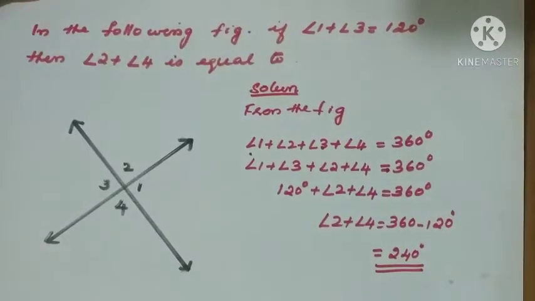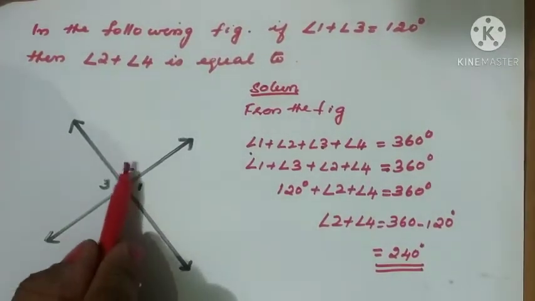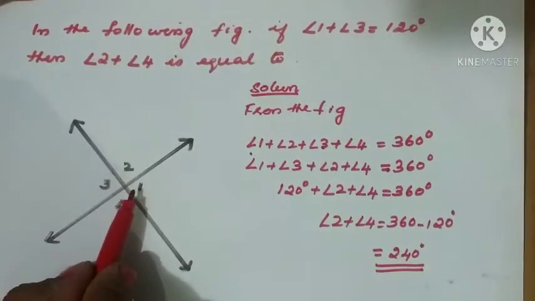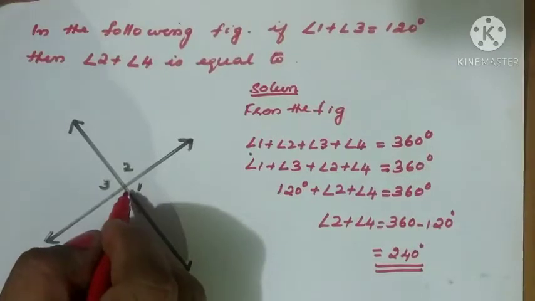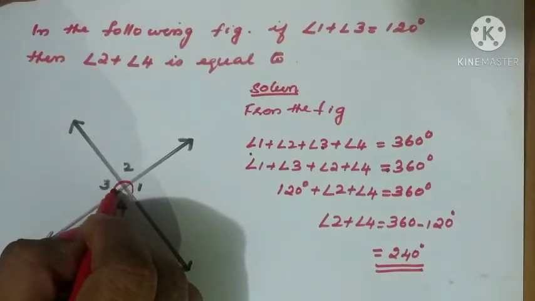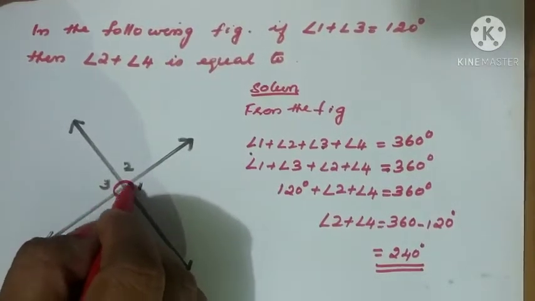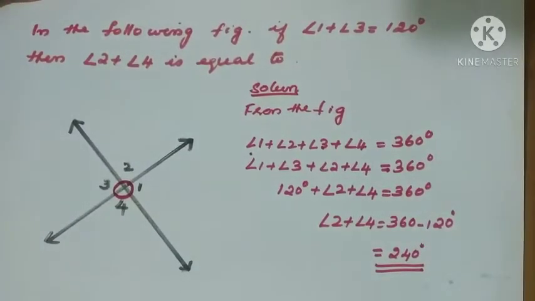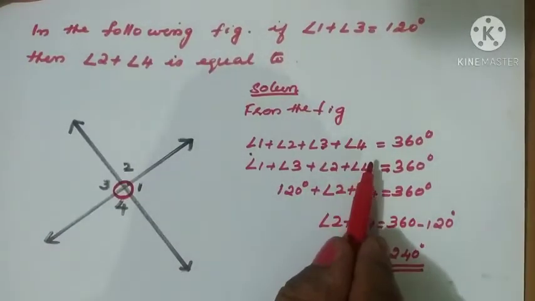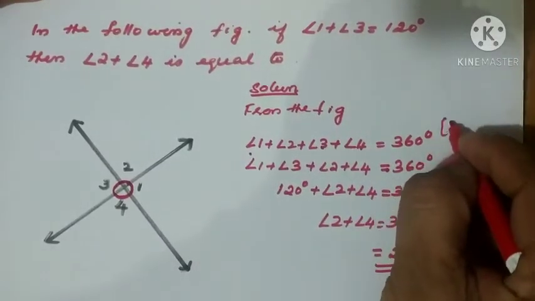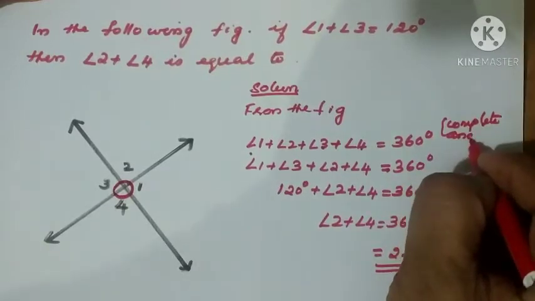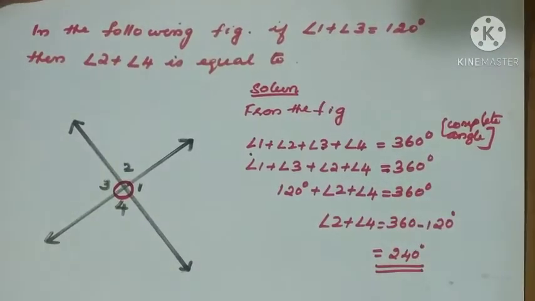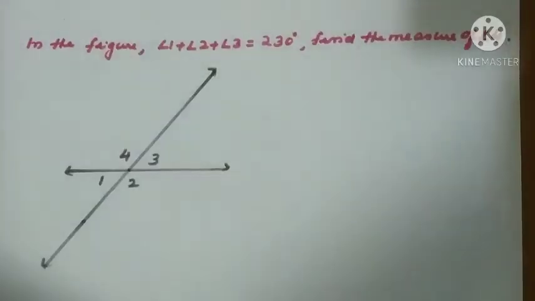So what is the concept we have used? That the complete angle is 360 degree. 1 plus 2 plus 3 plus 4, all the angles sum. If you take all the angles around the point only, right? So all these angles sum is equal to 360 degree. So that property we have used. If anybody wants to write, write complete angle. So we have got the value for angle 2 plus 4 equal to 240 degree.